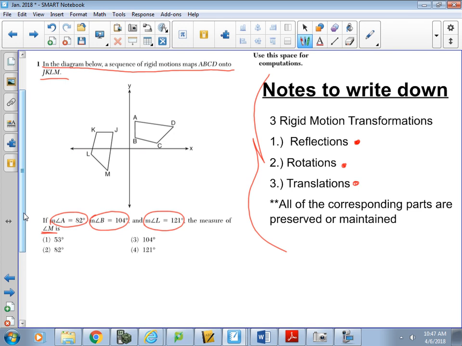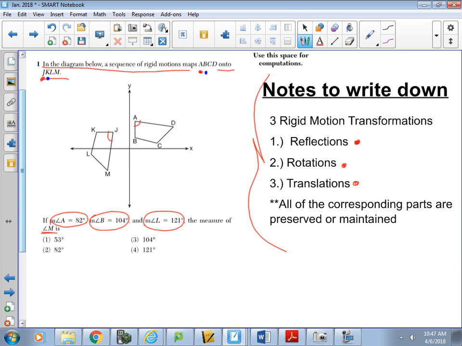Now, if you're having trouble looking at the picture and you're not sure which transformation it is, that really doesn't matter. But you can look at the letters. I always tell my students to look at the letters. So A is going to correspond to J. That means whatever angle A is, J is going to be exactly the same. And then B is going to correspond to K.